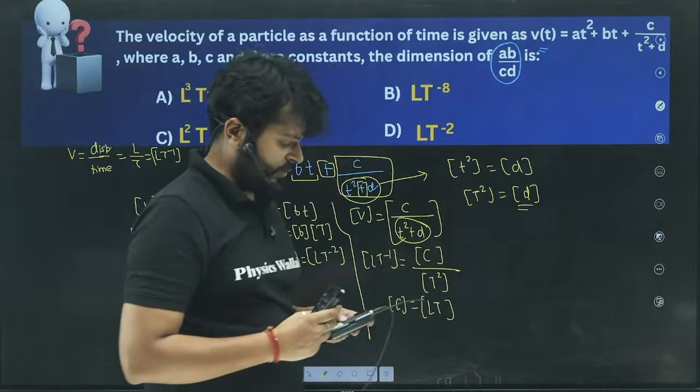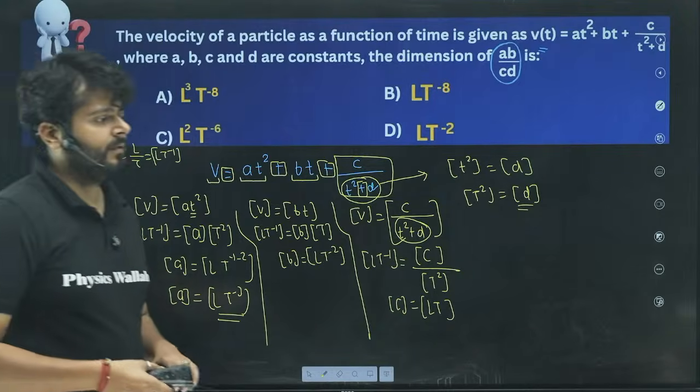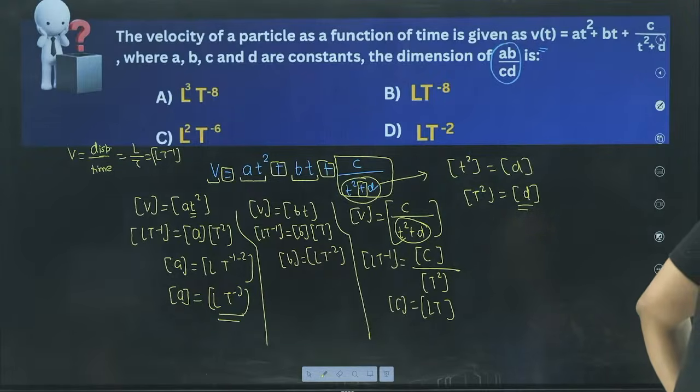AB upon CD. This will have a dimensional formula. Just try and calculate it, and tell me which one will be the correct answer. Try and calculate it, and tell me which one is going to be the correct answer. Hello? Yes.